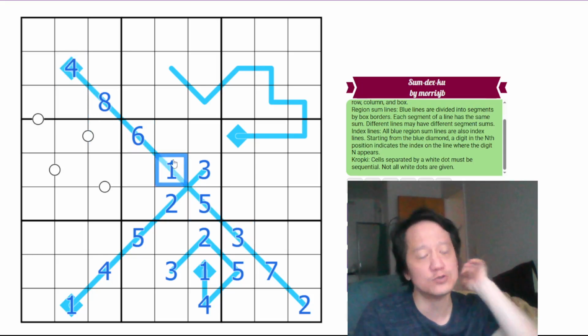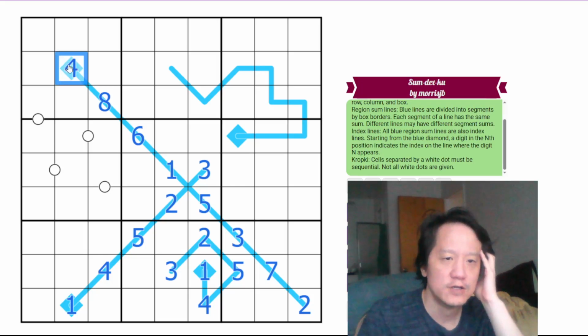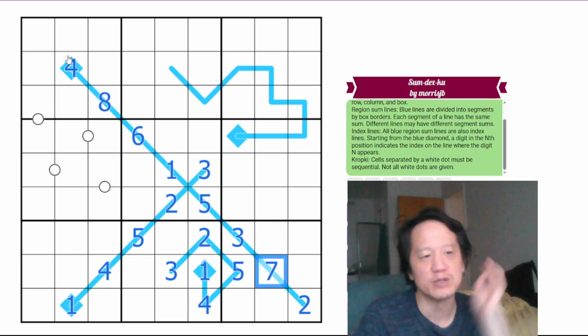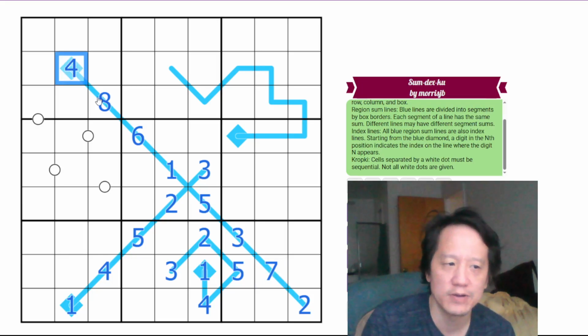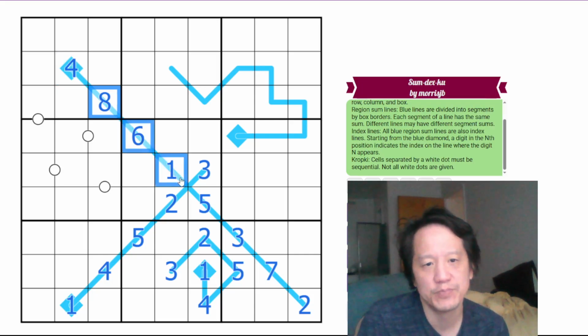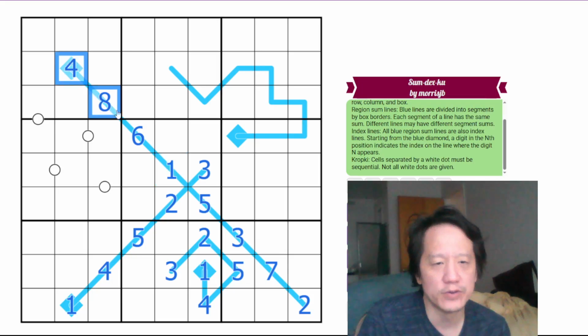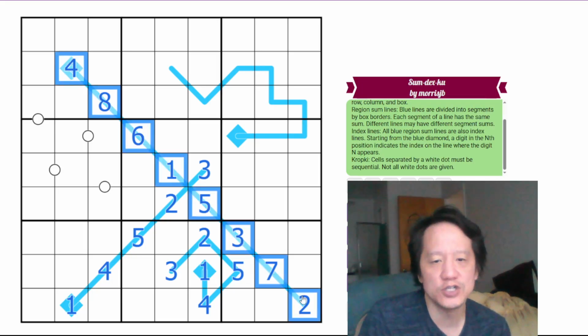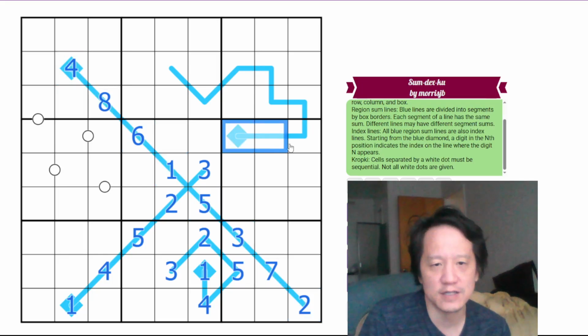Or let's just use the one digit we have. We have 4. Say this is 4. That makes 1 has to be in the 4th position. If we had another 1 in this index line, say we had a 1 here, that would mean 7 would also have to be in the first position, which is not allowed because you can only have one digit in each cell. So that's the reason why we know that each digit on an index line is unique.